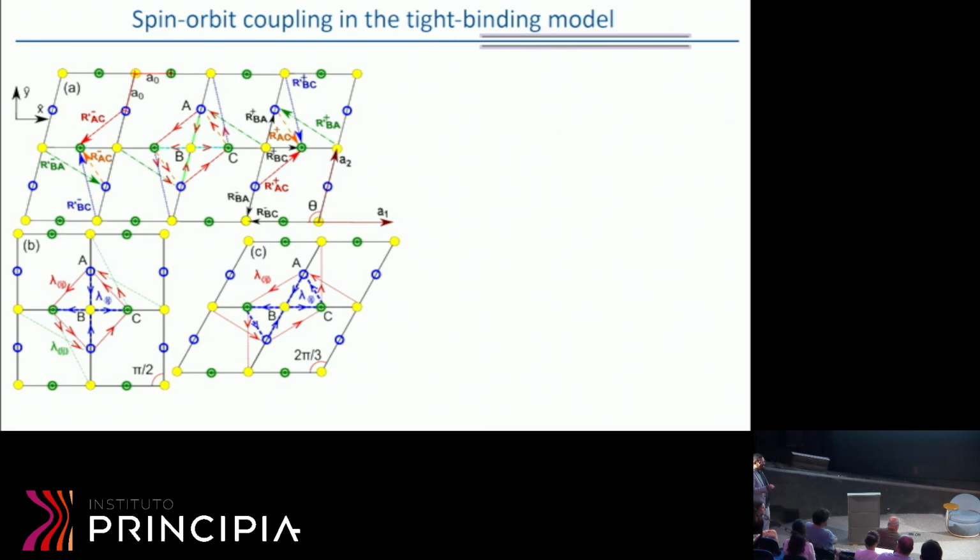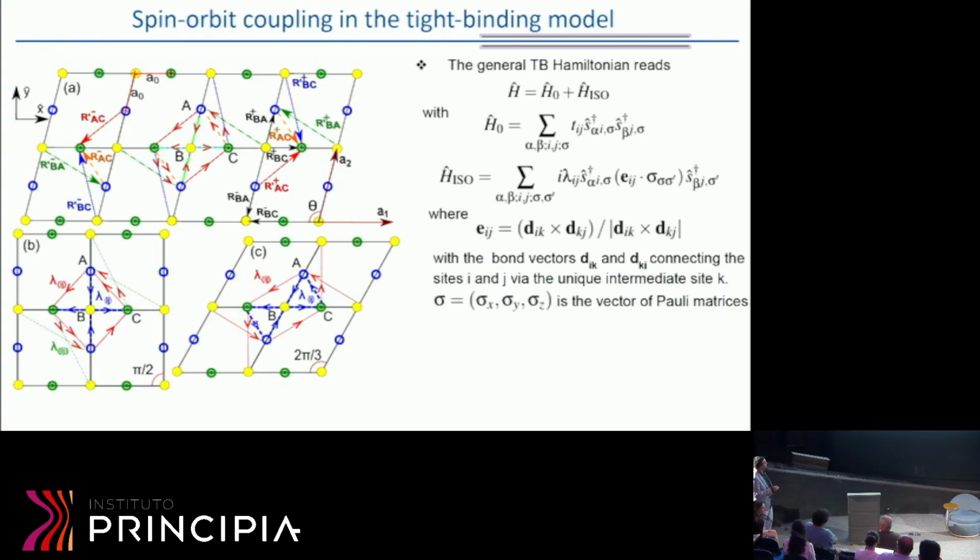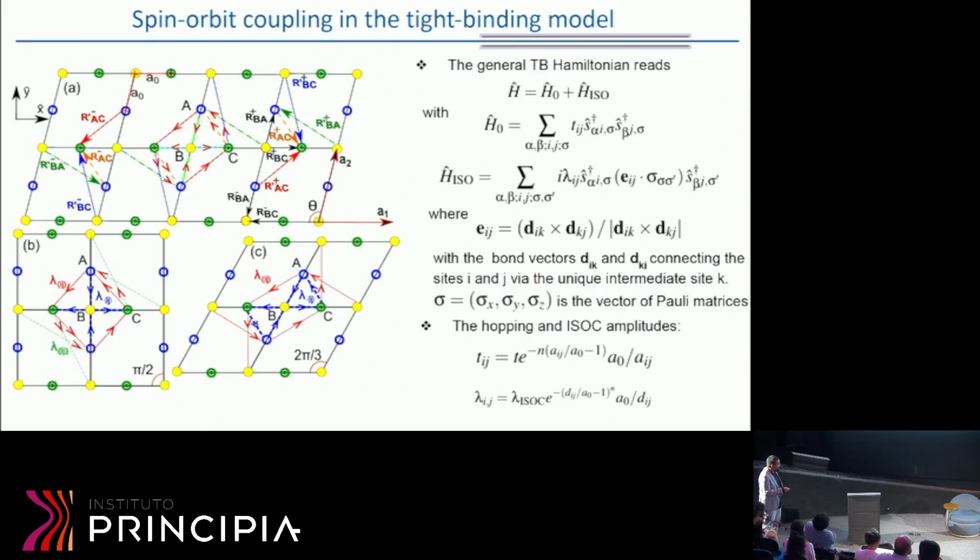Yes. So the way to include this is like that here. I just add this term, this guy here, you minus plus 1, depending on whether it's clockwise or anti-clockwise. Here sigma denotes the Pauli matrices. And we took a very similar exponential dependence for the spin-orbit coupling.